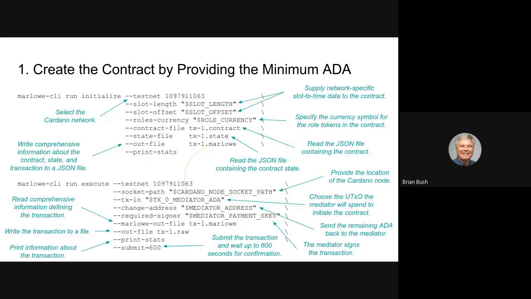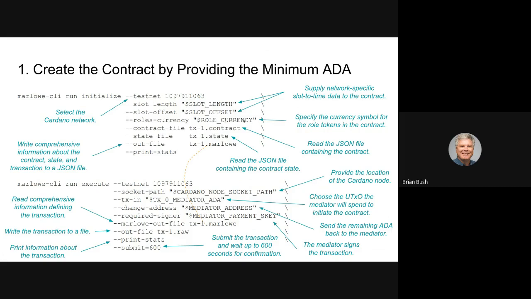Now, this is a little more complicated. This takes 2 commands, but we'll walk through them. As I mentioned earlier in the talk, first you have to initialize the contract, and then you're going to execute it. So initializing it, you tell it which network we're working on. This is the public testnet that we're going to use, and a couple of network parameters. The tool understands the particular network you're working on.